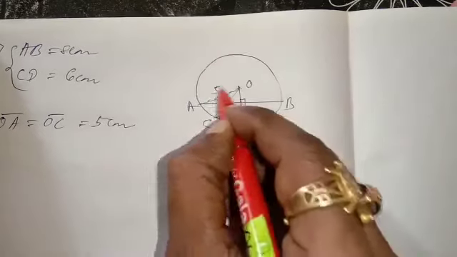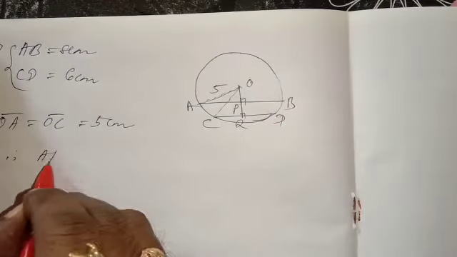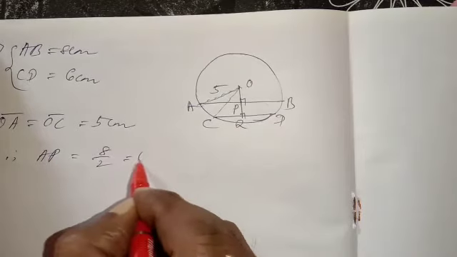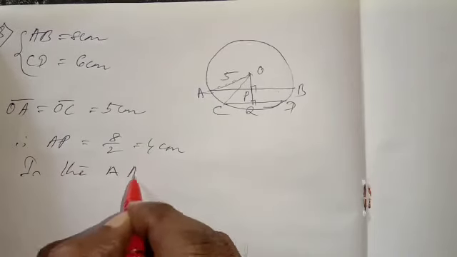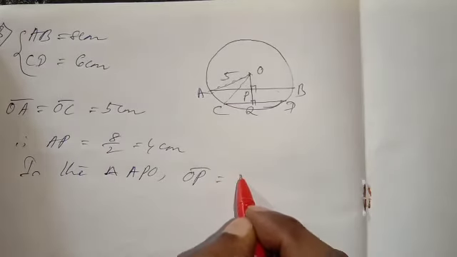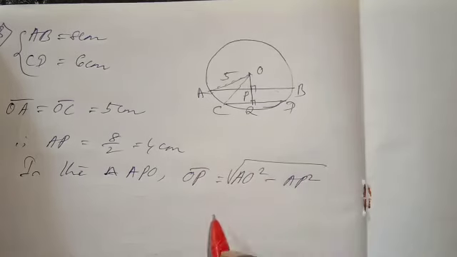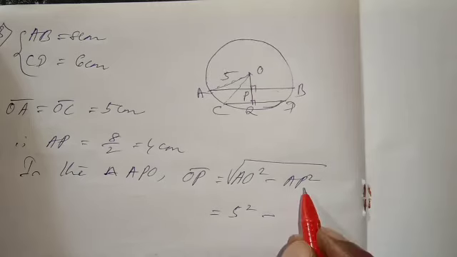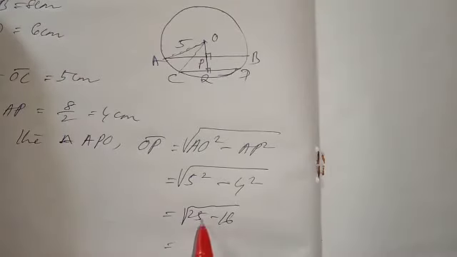The radius of the circle is given as 5 cm, which means OA equals 5. As AB equals 8 cm, therefore AP equals 8 by 2, that is 4 cm. So in triangle APO, I have to find out OP. OP is equal to the square root of AO square minus AP square, using Pythagoras theorem. 5 whole square minus 4 whole square. 25 minus 16, that is 9. The square root of 9 is 3 cm.